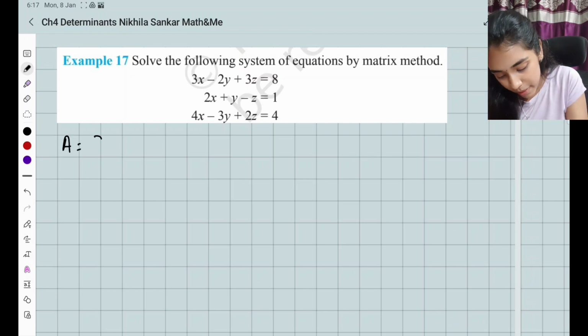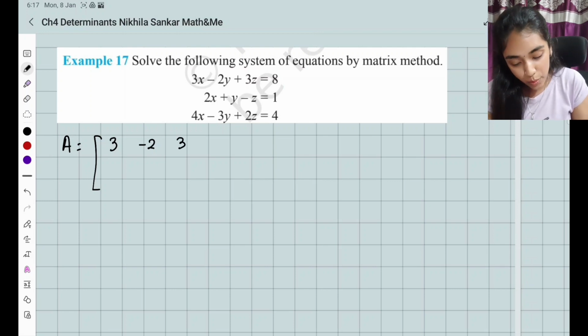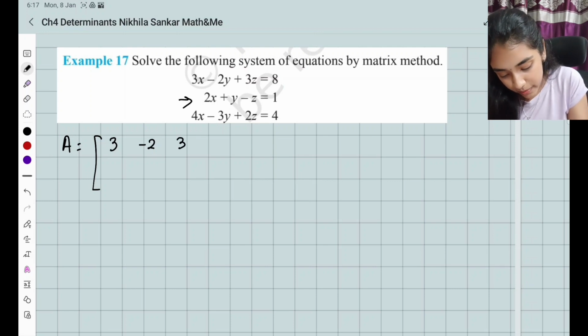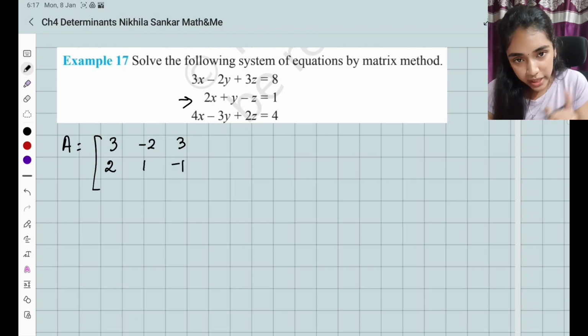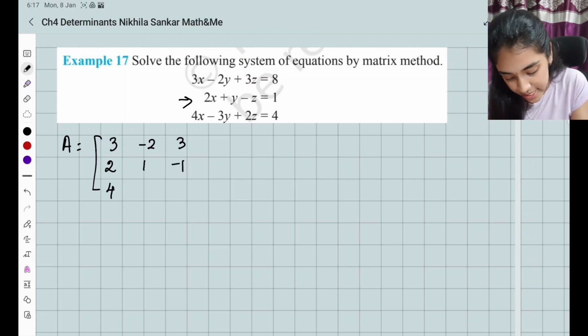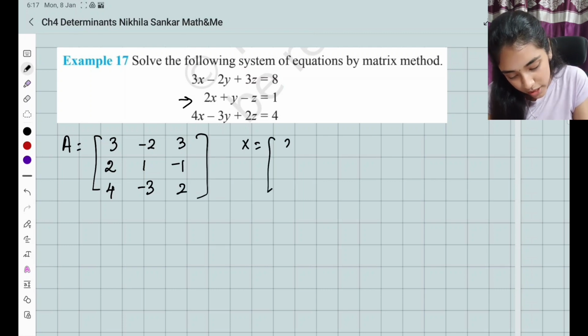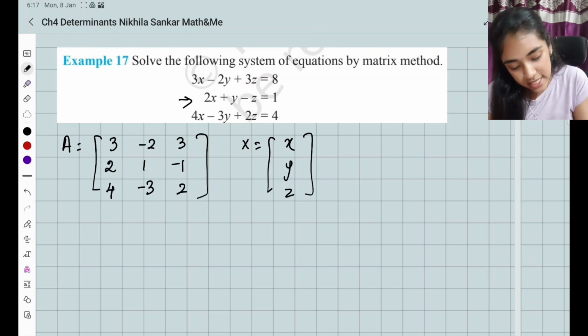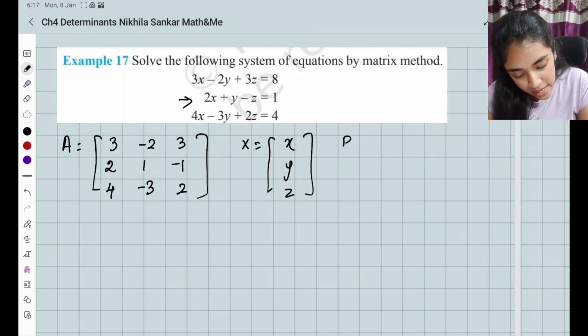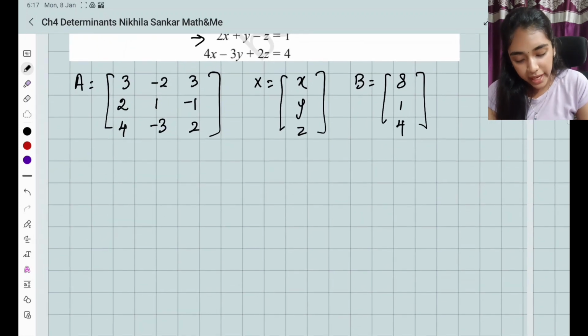So let me write the A matrix. A matrix is going to be 3, minus 2, 3, x, y, z. Now the second row is the second linear equation. So 2, 1 and minus 1. Look at the signs and write them carefully, where there is minus and where there is plus. Then the next line 4, minus 3, 2. So this is the A matrix. X matrix is going to be the usual x, y, z. This is a 3 by 3 matrix. So x, y, z are there. Then B matrix is going to be 8, 1, 4. Okay, simple. Now can we find A inverse?